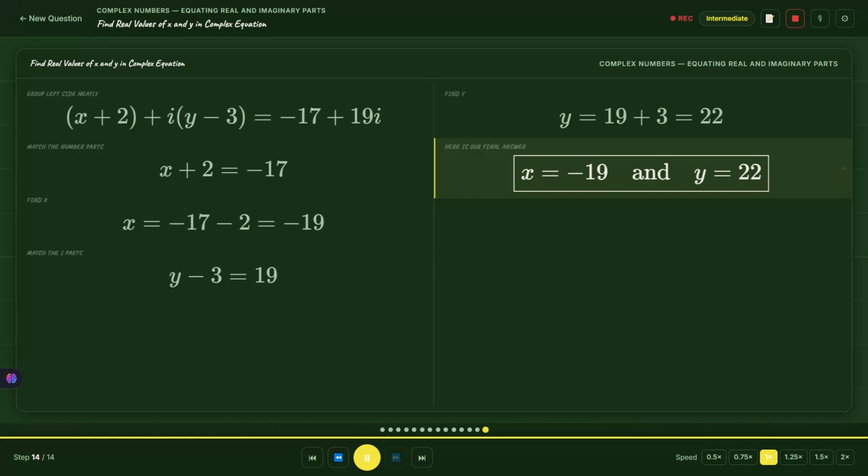We did it. The answer is x equals negative 19 and y equals 22. Great job working through all those steps. The trick was to clean up the right side first, then match the number parts and the i parts.